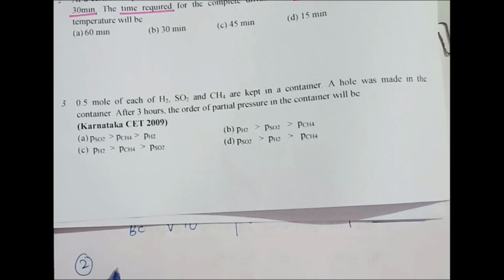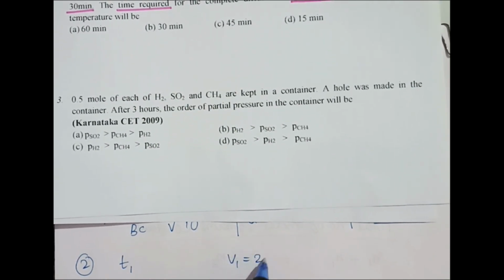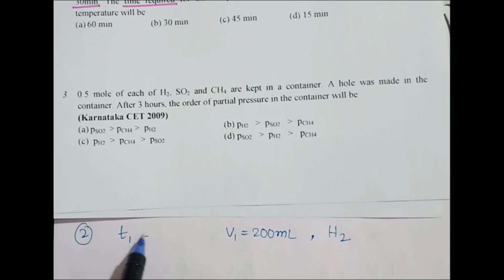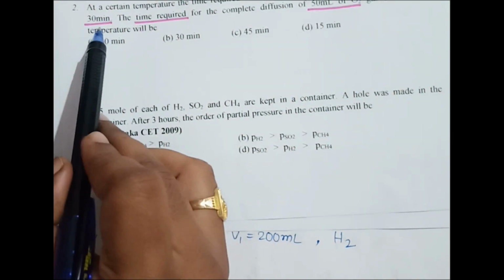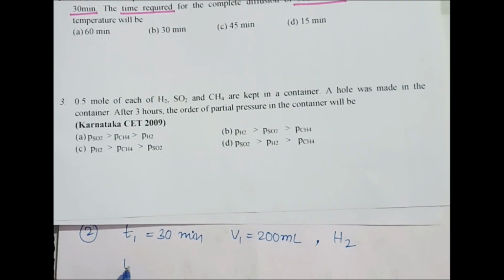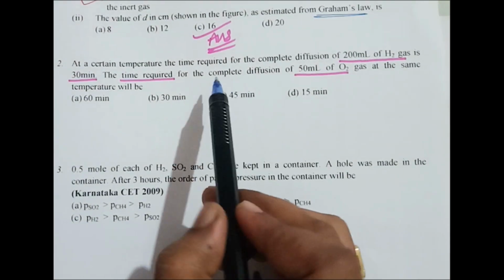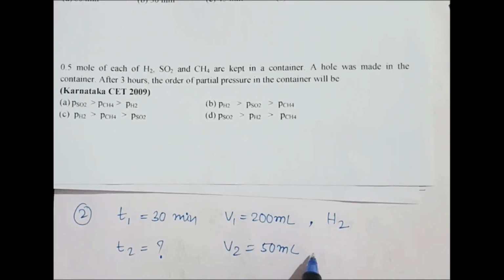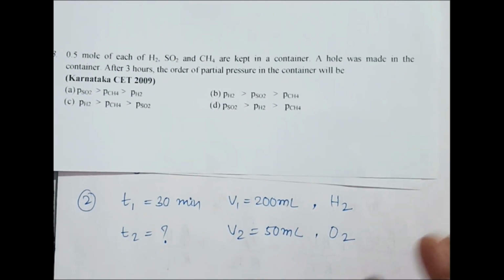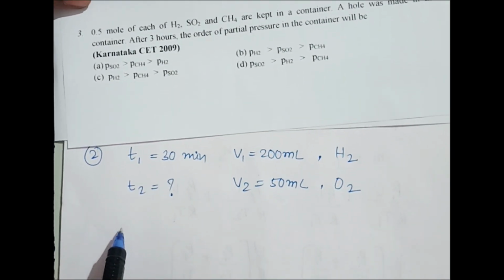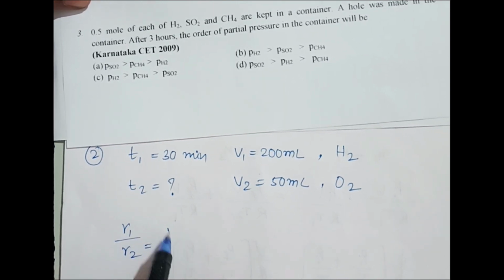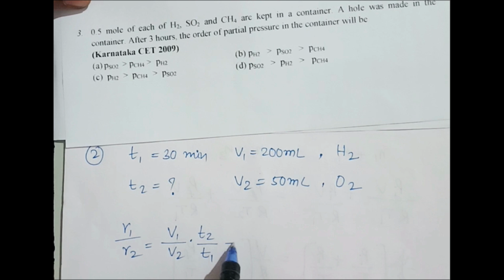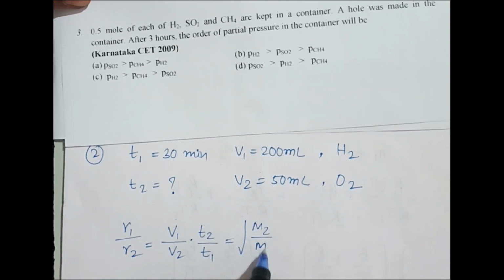Given data: the time required for 200 ml of H2 gas, how much time is it taking? 30 minutes. Is it clear? Now the time required in the second case, T2, is the question mark, for complete diffusion of volume V2 equal to 50 ml for O2 gas. That we have to find. As per Graham's law of diffusion, what is the formula? R1 by R2 is equal to V1 by V2 into T2 by T1, which is equal to under root M2 over M1.